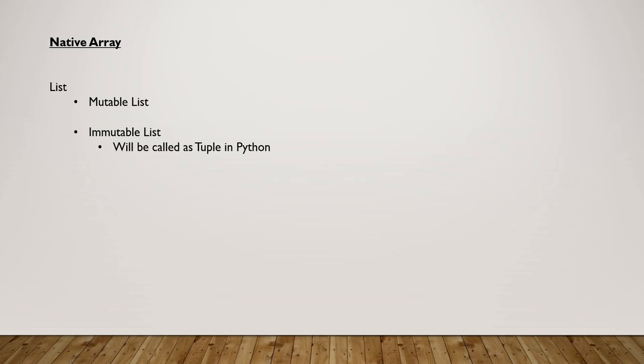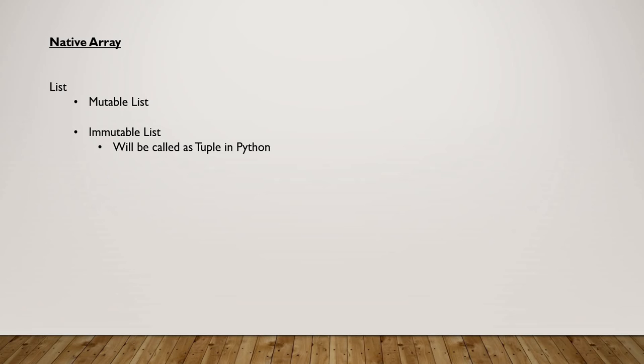Technically we will call it a list, from the data structure perspective of how we are handling the data. The list will be classified into two further sections: one is a mutable list, another is an immutable list. Mutable list means you can change the data in the list. After a declaration, if you want to add new data to the array, or update existing data, that is allowed in a mutable list.